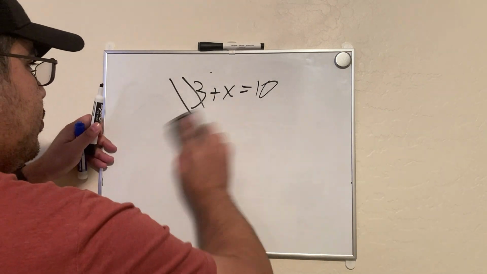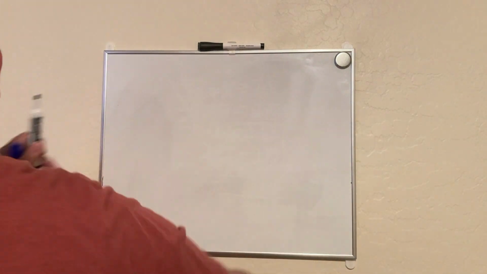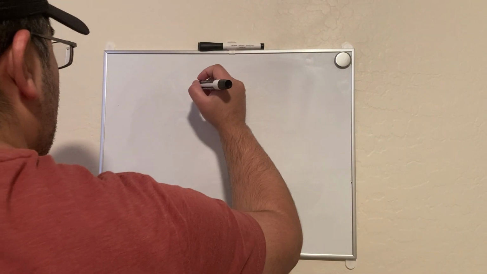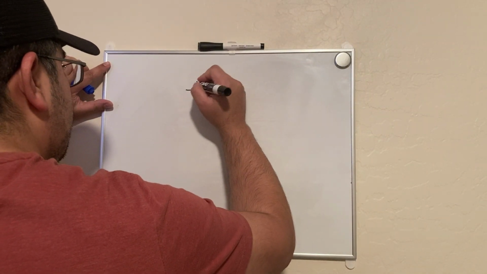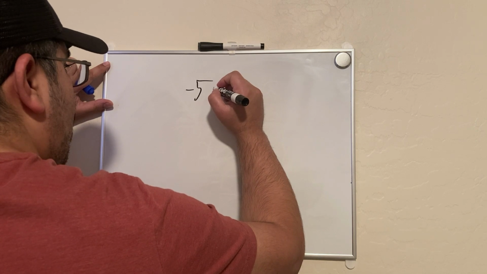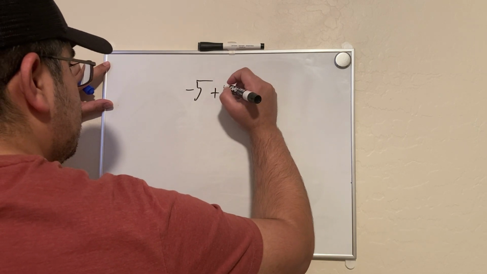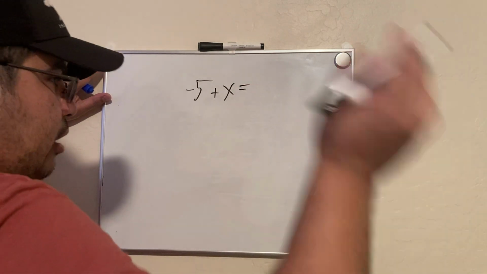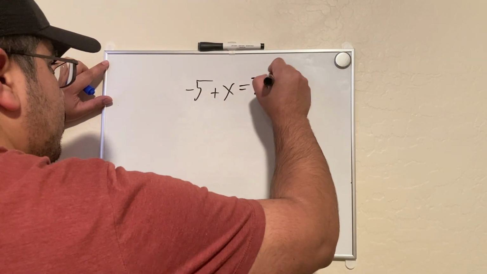All right. Now let's complicate things a little bit. So we're going to do negative 5 plus x is equal to 25.